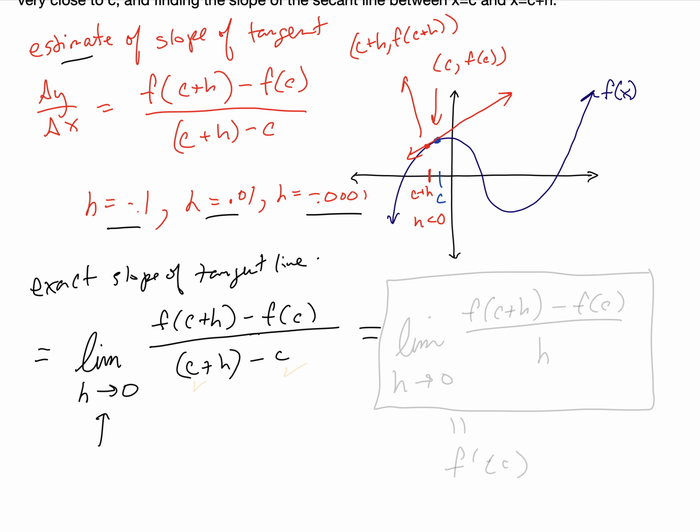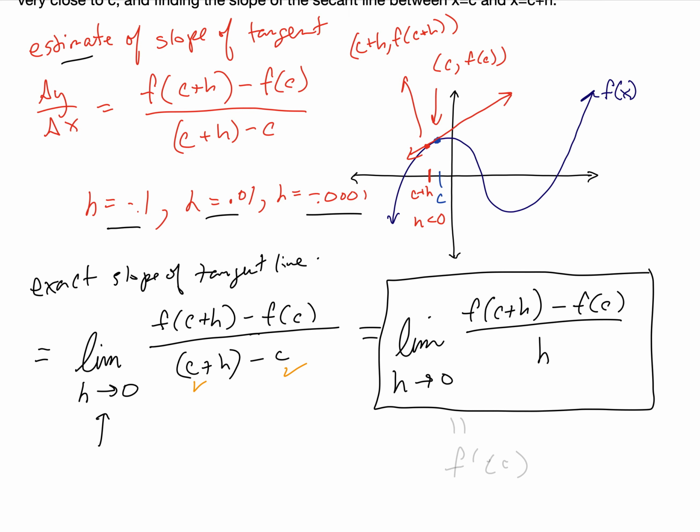The one difference is that this c and negative c cancel out with each other, and so we've got the limit as h approaches 0 of f of c plus h minus f of c divided by, the c's cancel, so just h is left on the bottom, and that is our definition of the derivative at the point c. That is f prime of c. And again, that's equivalent to the derivative of f at c, the instantaneous rate of change of f at c, and the slope of the tangent line of f at c.